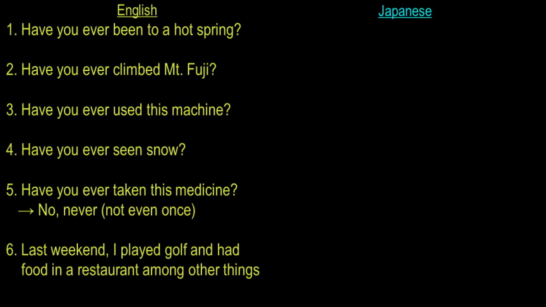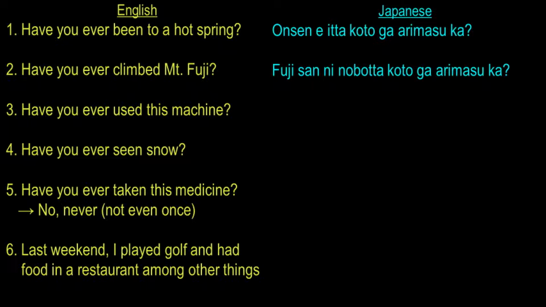Next, let us learn how to translate simple English sentences to Japanese. The first sentence is, have you ever been to a hot spring? Hot spring is onsen and to go is ikimasu. Since the ta form of ikimasu is itta, the translation will be onsen e itta koto ga arimasu ka? Let us go to the second sentence. The verb noborimasu means to climb, say for example a mountain. And the ta form of noborimasu is nobotta. So the translation will be Fujisan ni nobotta koto ga arimasu ka?